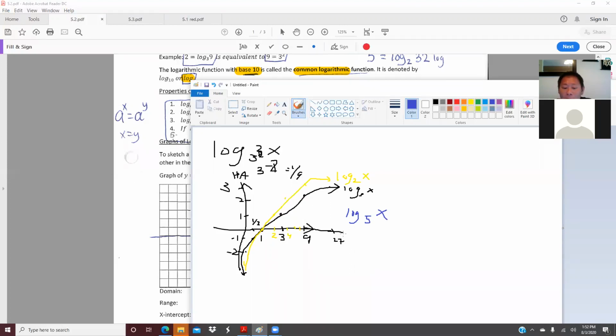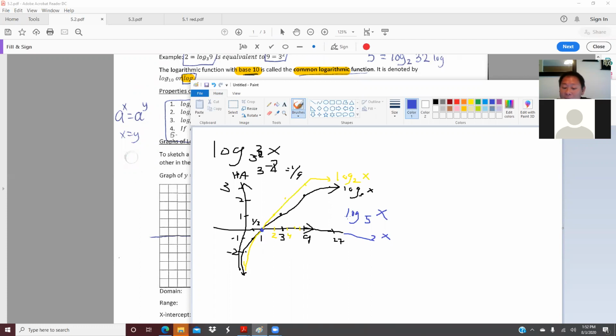Anyone remember? This is your x-axis. You still have a 1, 0 here. Every time, no matter log whatever you have, you still have a 1, 0. This is an important point because when you do transformation, this is the point that you move in the transformation.